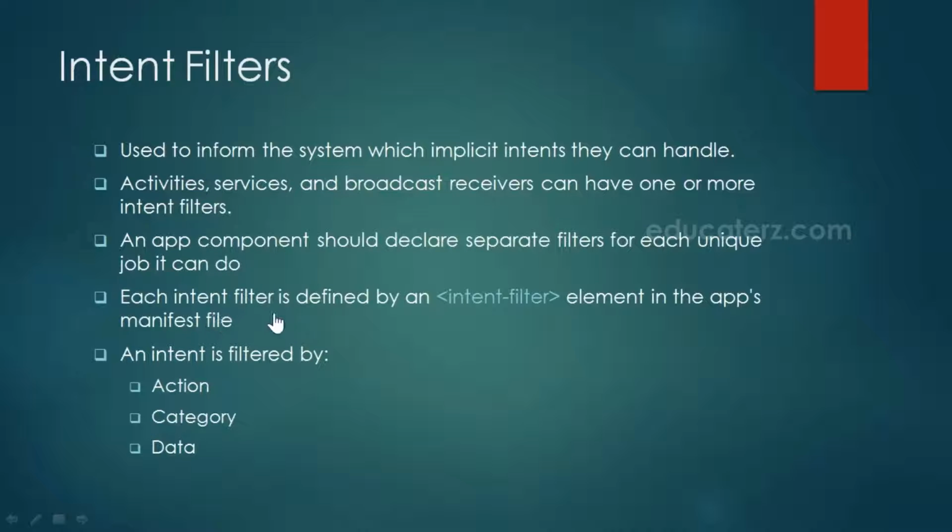This intent can be filtered using three parameters: action, data, and category. If you want to set an action, we use the setAction method. If you want to set the data, we use the setData method. If you want to set the category, we use the setCategory method. We can also do it through the Intent constructors, which take different kinds of parameters, for example to set an action, along with the data URI as well.